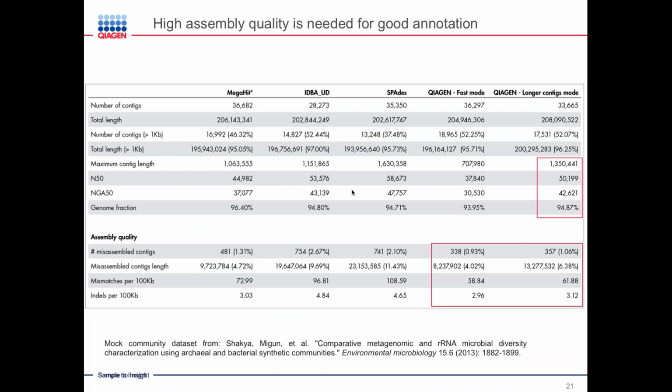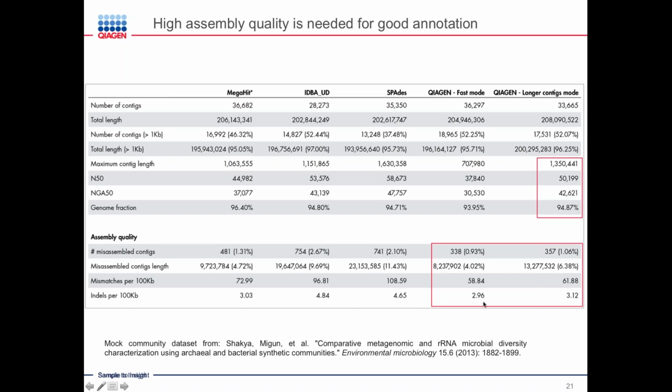This is quite a busy slide, but what you can see is that our metagenome assembler can be run in 2 modes. It can be run in fast mode, and it can be run in a mode where you force it to produce longer contigs, but then it takes longer to run, and the quality goes a bit down. But if we run it in this longer contigs mode, you can force it to give very long contigs, also compared to the main competitors in this area.